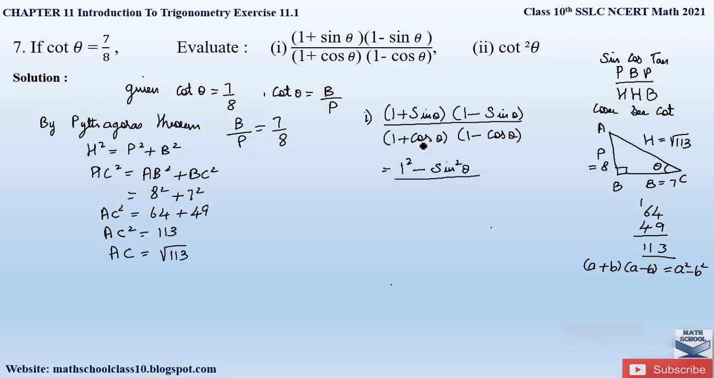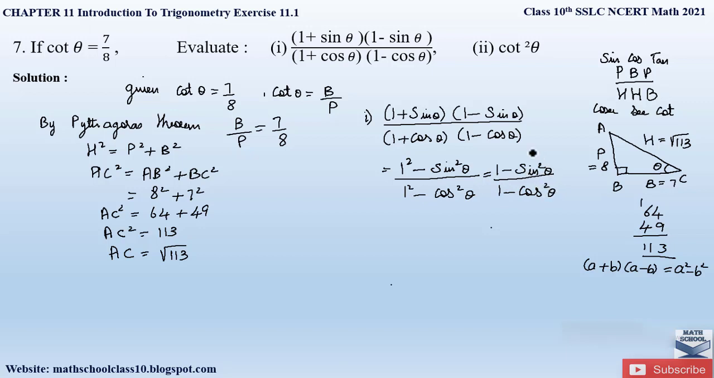Similarly, we will apply this identity, that is (a plus b) into (a minus b), in the denominator by taking a as 1 and b as cos theta. So it is a square or 1 square minus cos square theta. So this will further simplify. What is 1 square value? It is nothing but 1 minus sine square theta divided by 1 square, which is again 1 minus cos square theta.